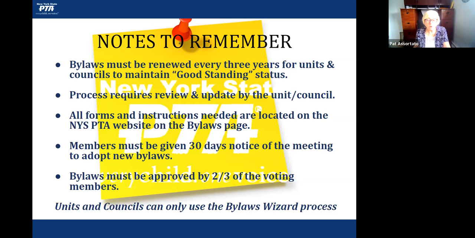Units and councils can only use the bylaws wizard process. Sometimes units will try to print out and mail the bylaws to you or electronically send to you. They must use the bylaws wizard.